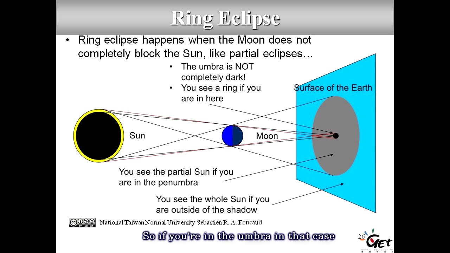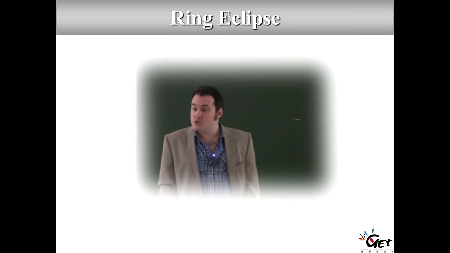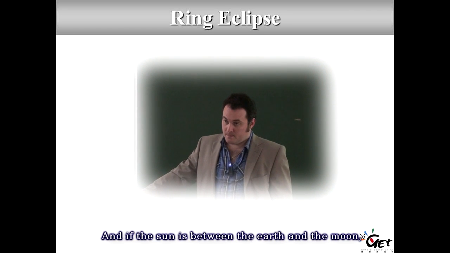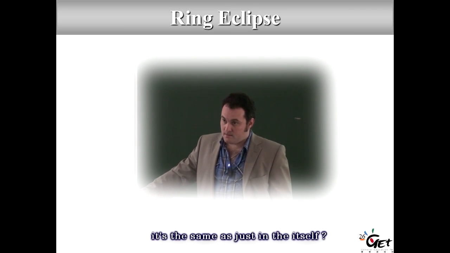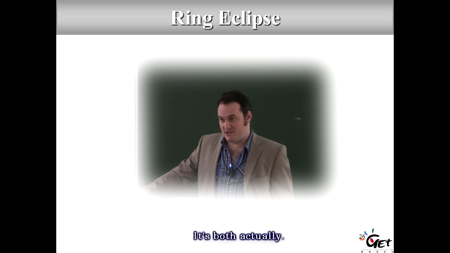Okay? So if you're in umbra, in that case, you don't see the sun at all. But in that case, if you're in umbra, you see an eclipse. Okay? Sure? The distance between the Earth and the Moon is the same. Is it just between the Moon and the Sun? Or it's both, actually. Is it both?